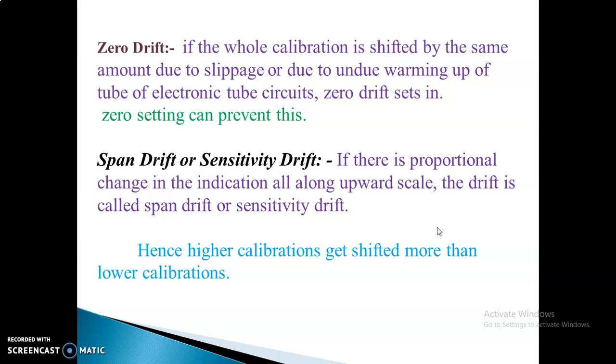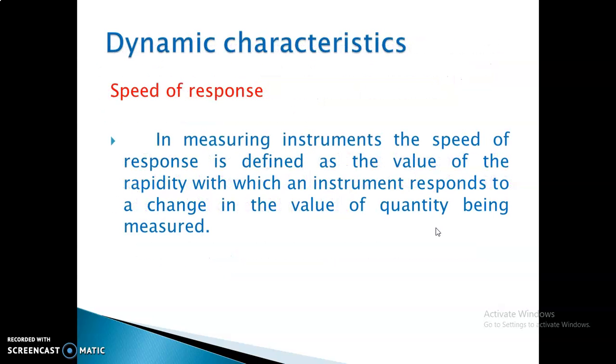Whenever you are going to start the experiment, we used to start with the supply, but we are not supposed to do that. We have to bring the switch to the zero position, and only then start. If you do a proper arrangement, zero drift can be avoided. Even span drift can be avoided. Span drift is also called sensitivity drift. Sensitivity drift is when there is a proportional change in the indication all along the upward scale. So sensitivity drift and zero drift can be avoided by proper calibration. The next one is about the dynamic characteristics.